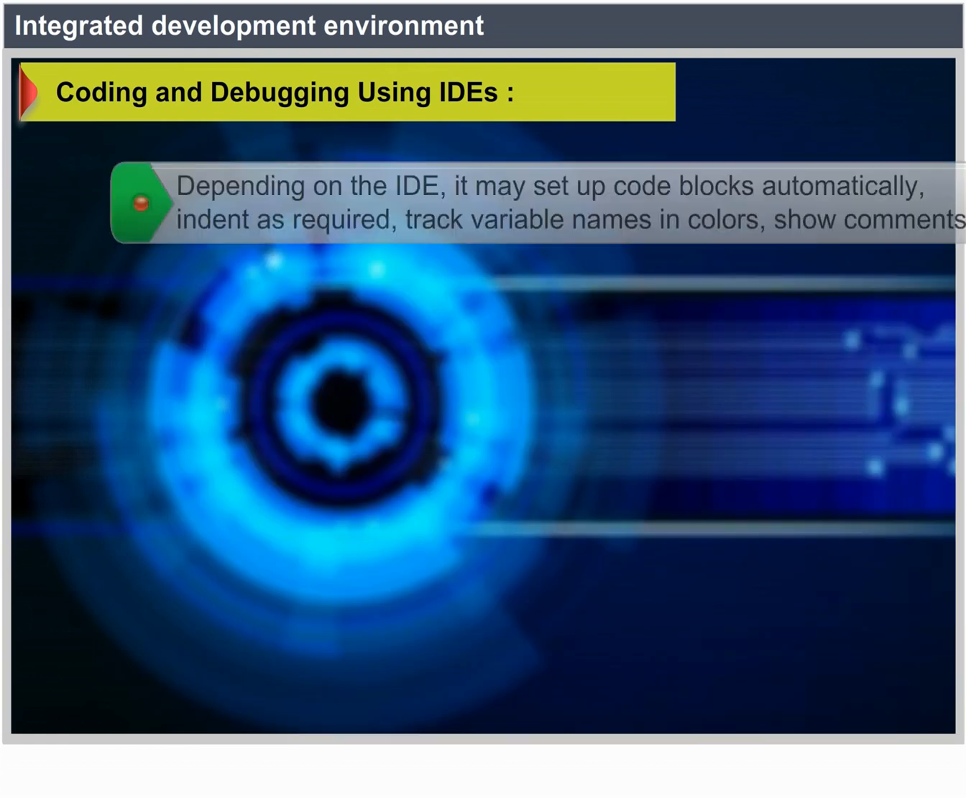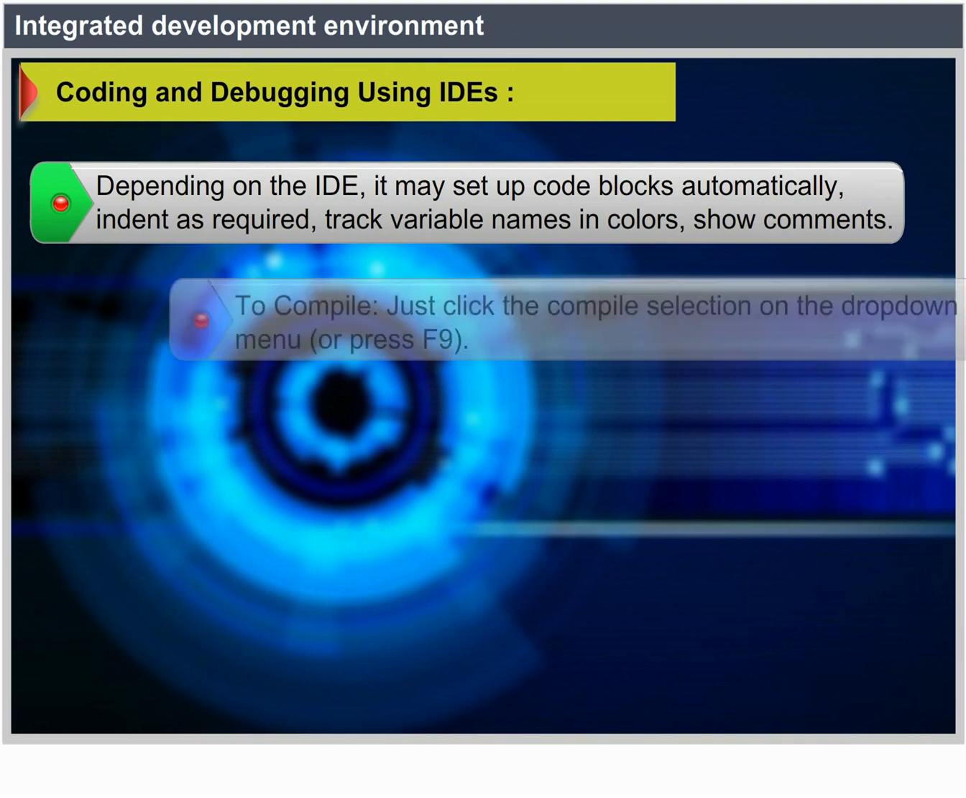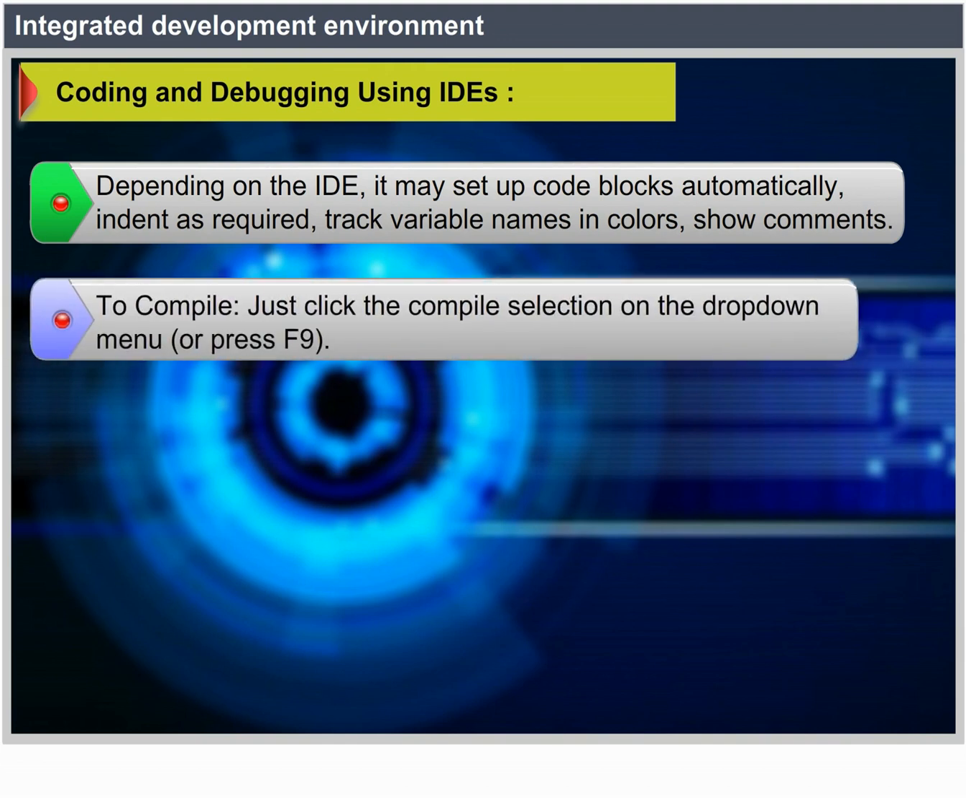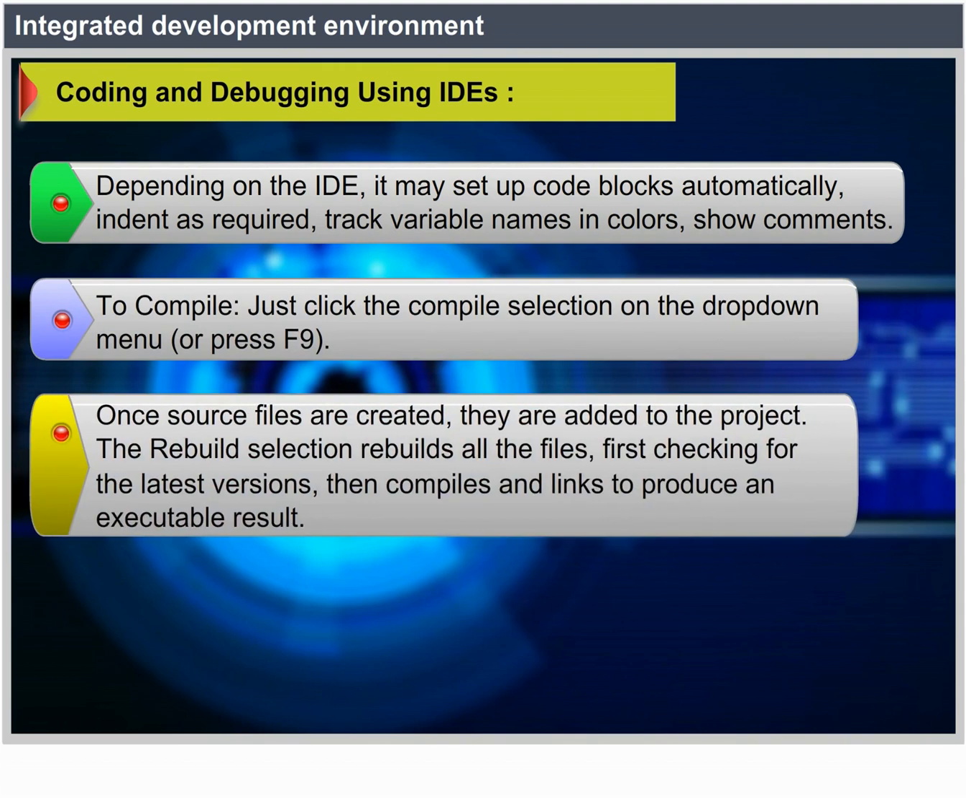Depending on the IDE, it may set up code blocks automatically, indent as required, track variable names in colors, show comments. To compile, just click the Compile selection on the drop-down menu or press F9. As source files are created, they are added to the project. The Rebuild selection rebuilds all the files, first checking for the latest versions, then compiles and links to produce an executable result.